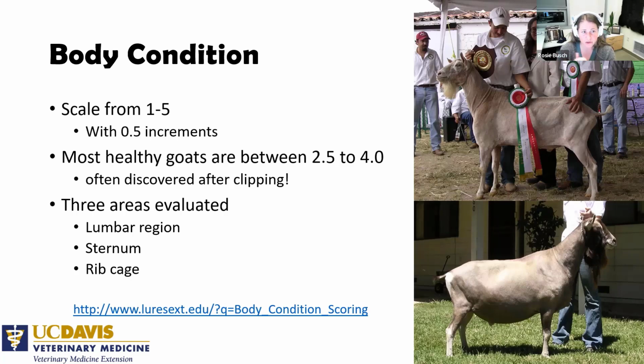And then in goats, we're looking at 3 areas. The lumbar region, which is right over, let's see if I can highlight this, can you see my mouse there? I don't know if you can see the little arrow, but this is their lumbar region, right over this little triangle here. And then their sternum, which is down here, and then their rib cage. Those are the 3 areas that we're evaluating on dairy goats specifically, because they do tend to carry condition a little bit differently.